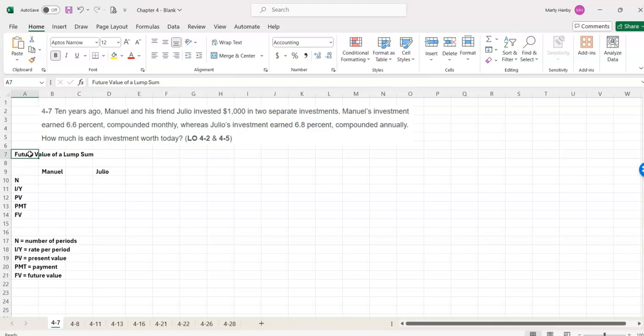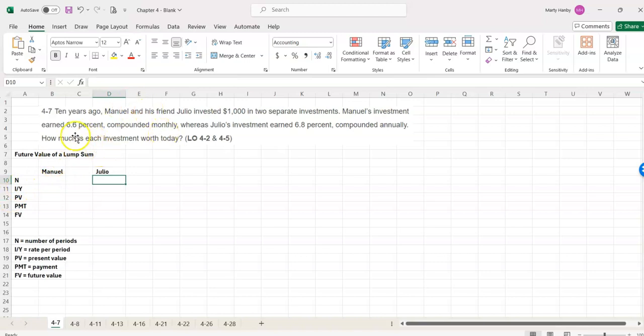The future value of a lump sum asks the question, what is a single payment worth at some point in the future given some interest rate? So read the question here. 10 years ago, Manuel and his friend Julio invested $1,000 in two separate investments. Manuel's investment earned 6.6% compounded monthly, whereas Julio's investment earned 6.8% compounded annually. How much is each investment worth today?